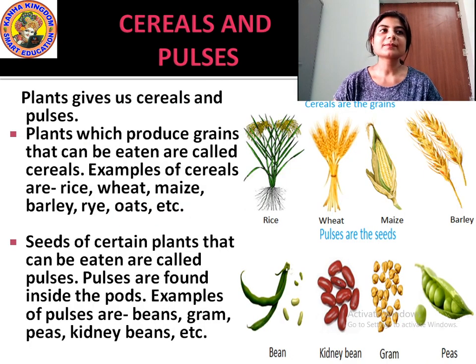So students, now comes the cereals and pulses. We also get cereals and pulses from plants. Now what are cereals and pulses? What do you mean by cereals and pulses? Plants which produce grains. The plants that produce grains that can be eaten are called cereals. The grains of the plant that can be eaten are called cereals. For example, rice, wheat, maize, barley, rye, oats, etc.